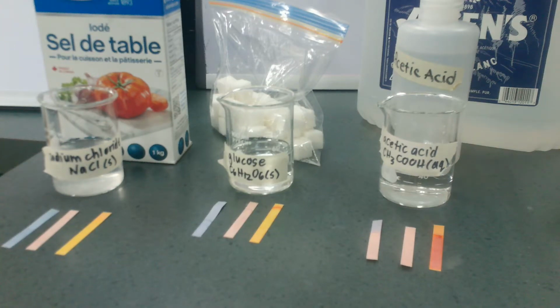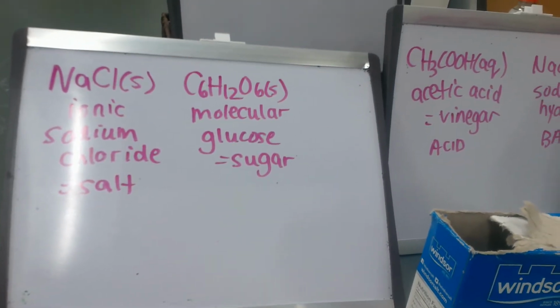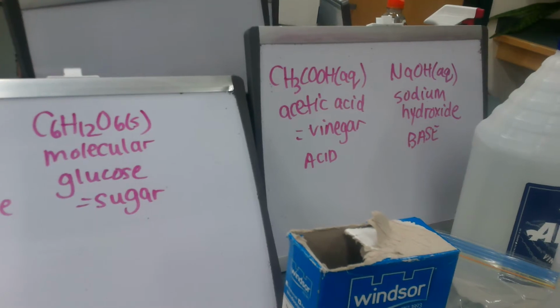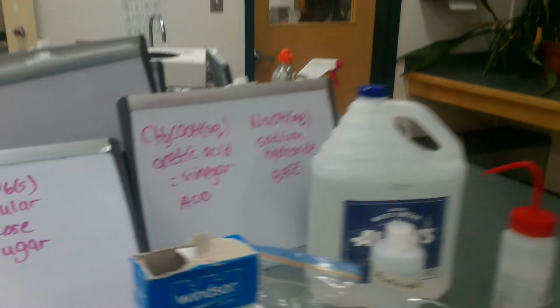Okay, Science 10s, this is a little recap of properties of ionic, molecular, acids and bases. We have seen some excellent videos already on how to tell these different substances apart, and so I just wanted to show you guys again. So we've got an ionic compound, sodium chloride, a molecular compound, glucose, an acid, and a base. We've got acetic acid and sodium hydroxide.